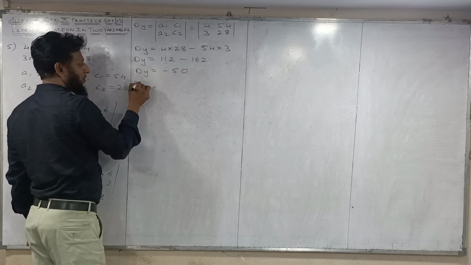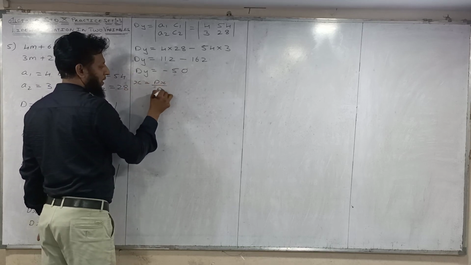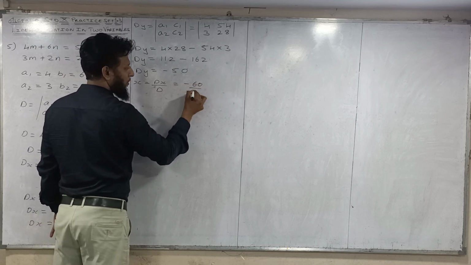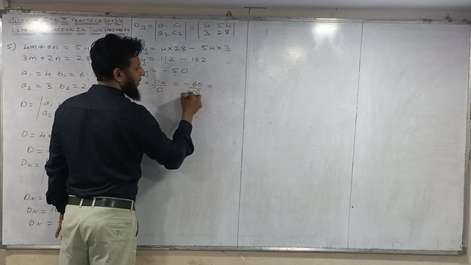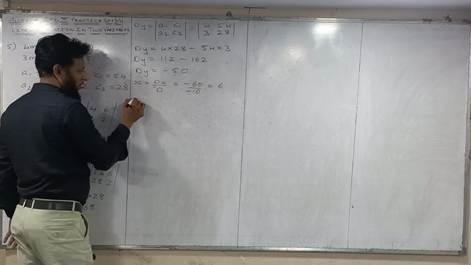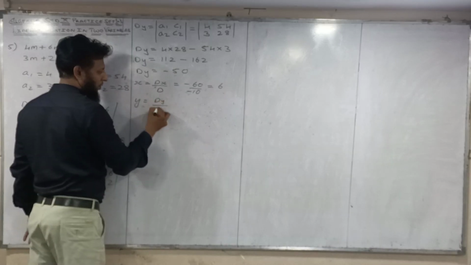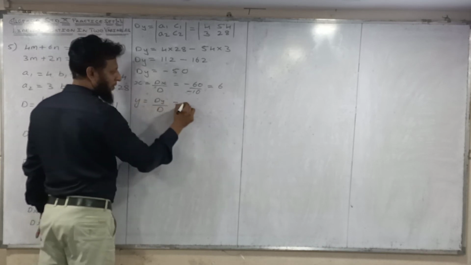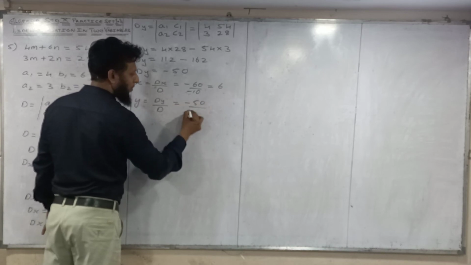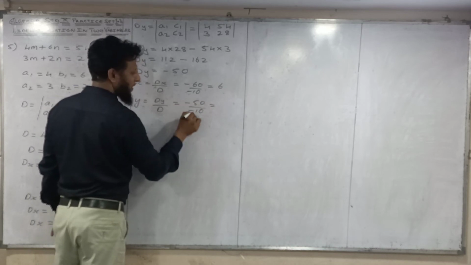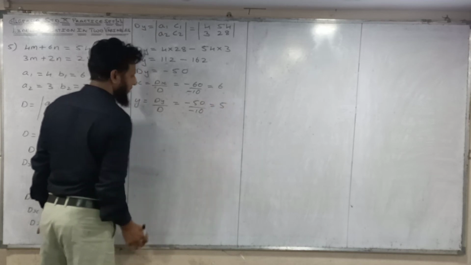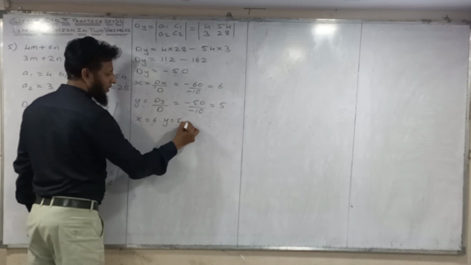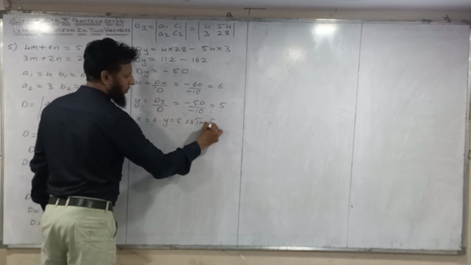Okay, so value of x is equal to determinant x upon d. Determinant x is equal to minus 60. D is equal to minus 10, minus minus cancel, 10 1s are 10, 6. Y is equal to determinant y upon d. Value of y is equal to determinant y upon d, minus 50 upon minus 10, minus minus cancel, 10 1s are 10, 5. Therefore x is equal to 6, y is equal to 5 is the solution.